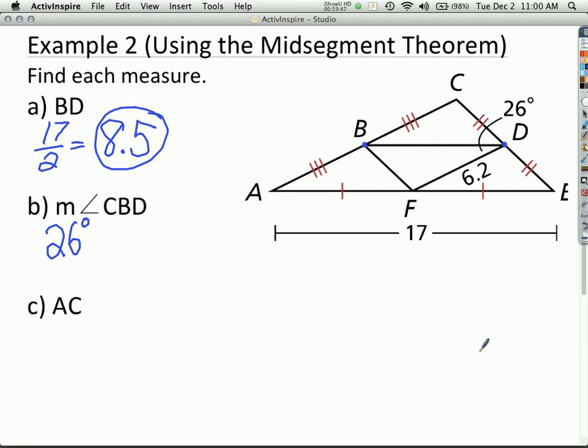Add symbol. I don't know how to say it. Multiply 6.2. Why? Because it's half of 6. Very good. So this distance right here is going to be half of this distance because of the mid-segment theorem. We're given this distance, so if we multiply it by 2, we will get AC.